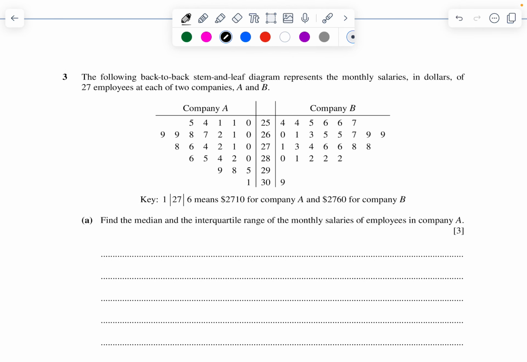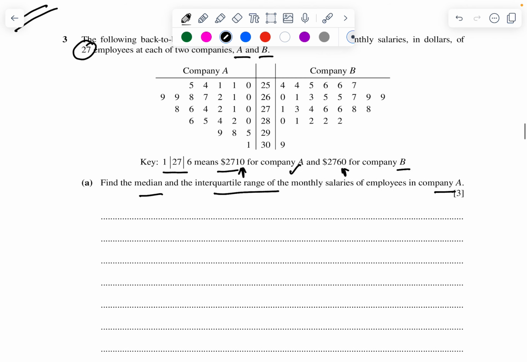So coming to question number 3. The following back-to-back stem and leaf diagram represents the monthly salaries in dollars of 27 employees of two companies A and B. 1|27|6 indicates 2710 for company A and 2760 for company B, so just add a 0 for company A. Find the median and interquartile range for company A.